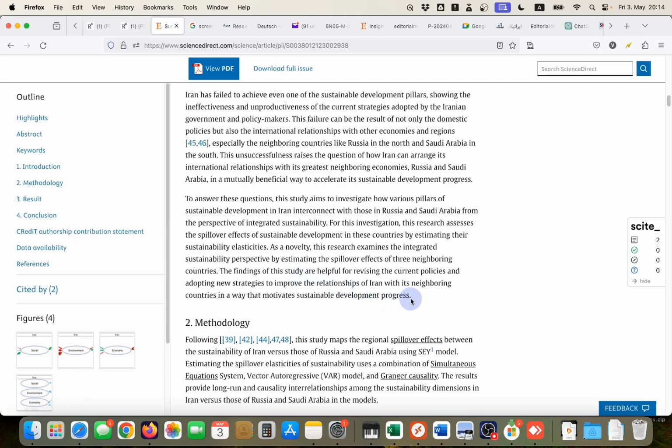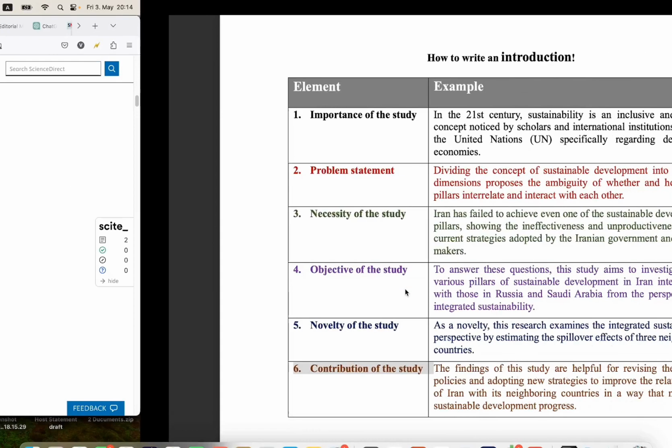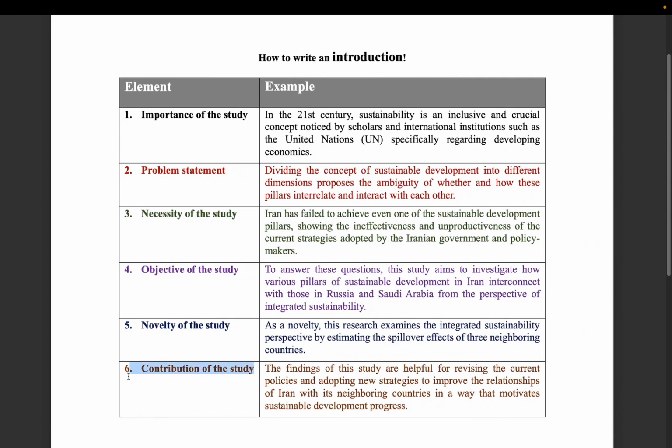And by this element, I mean contribution of the study, the introduction can be ended. Sometimes some papers after that add a paragraph about the structure of the research. For example, section 1 expresses so and so, section 2 describes, for example, literature review, and this paragraph is not obligatory or necessary. But these 6 elements can play a crucial role in improving the introduction of your papers.